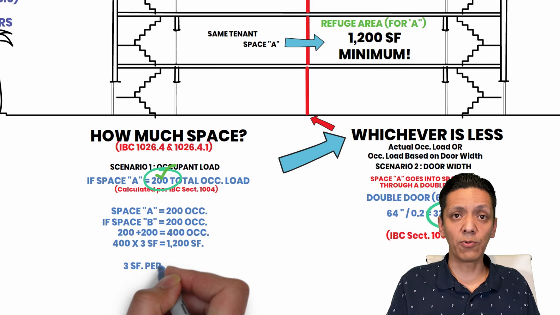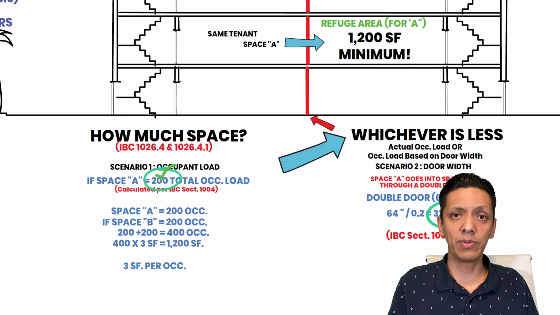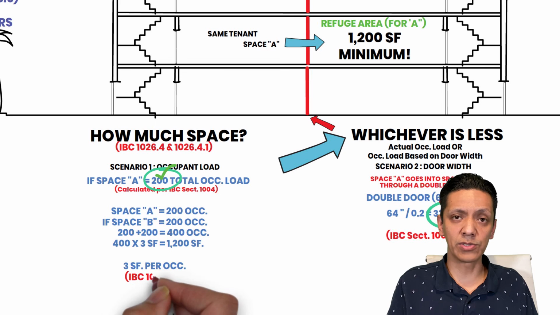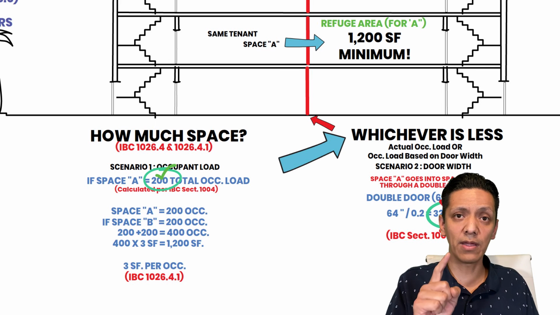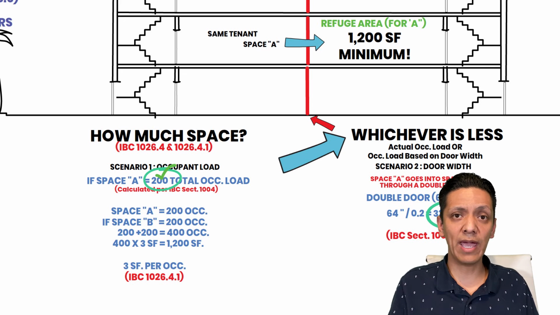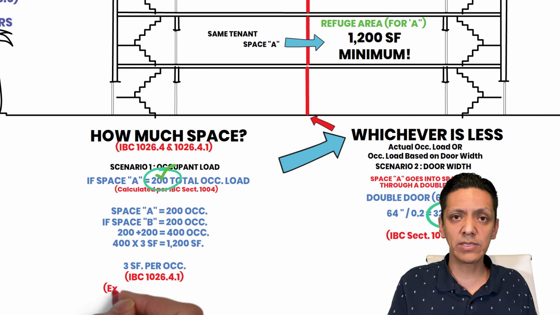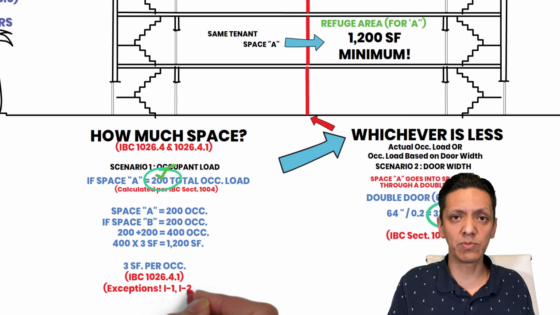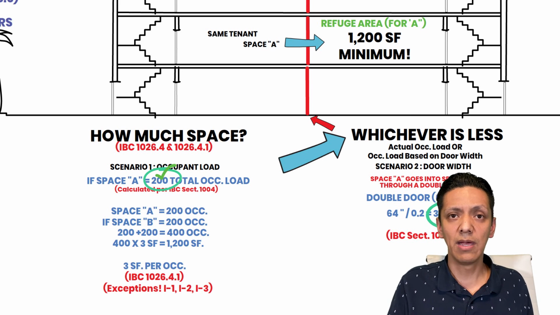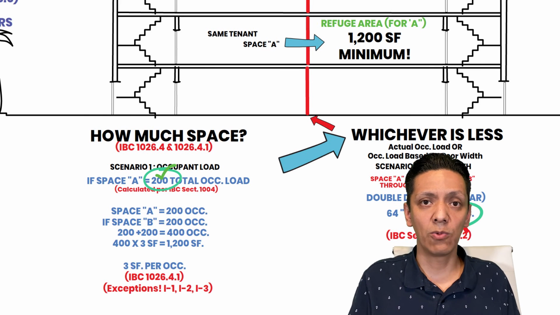And in case you're wondering, we have to use 3 square feet per occupant as required by the building code as noted here. There are a few exceptions where you may have to use something different. And it just makes sense because areas like hospitals may need to not just take a person, but the bed and the equipment and things like that that may be associated with that person's life or the things that are keeping them alive. So 3 square feet is normally required with the exception of occupancy groups I1, I2, and I3.